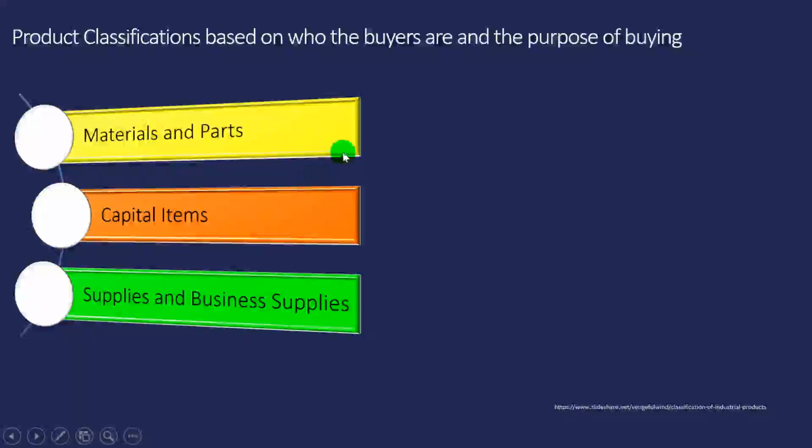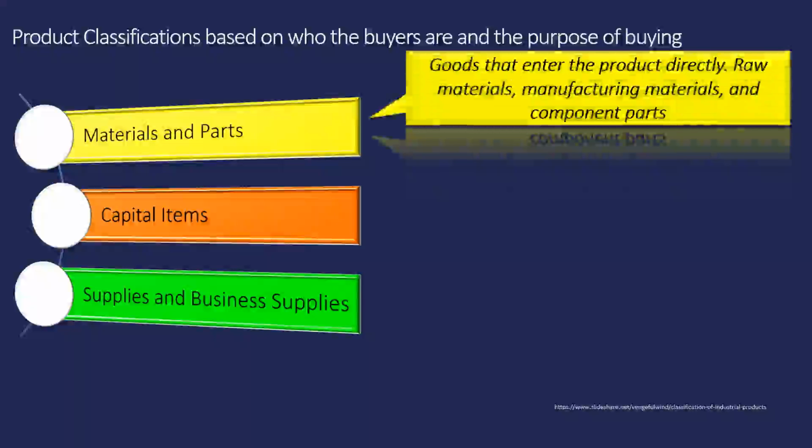For the materials and parts, capital items, supplies, and business supplies, what does it mean? The first one, materials and parts, means goods that enter the product directly: raw materials, manufacturing materials, and component parts. So we can say like this.